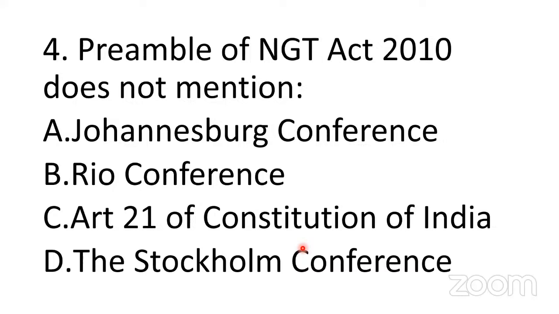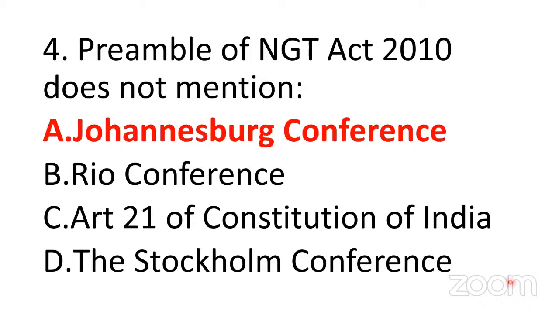Next. I stated in the beginning itself that we have to study the preamble by heart, because there is a question with regard to the preamble of NGT. The preamble of the NGT Act 2010 does not mention which of the following conventions: the Johannesburg Conference, the Rio Conference, Article 21, or the Stockholm Conference? What did the preamble say, and which one did it not mention?